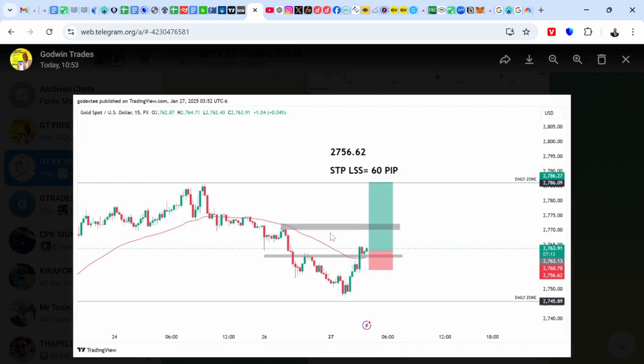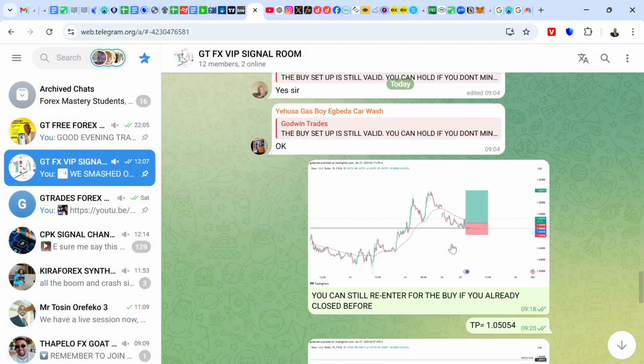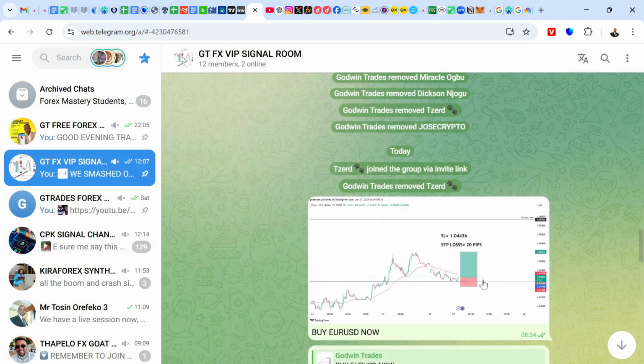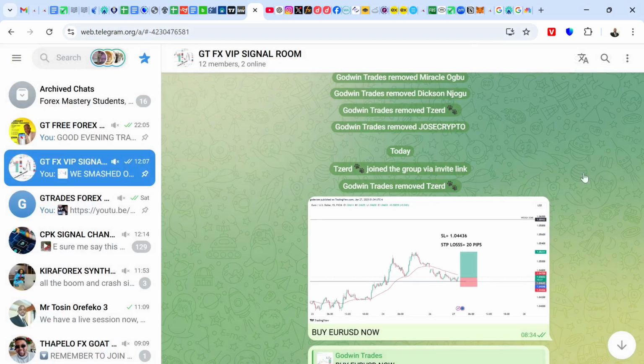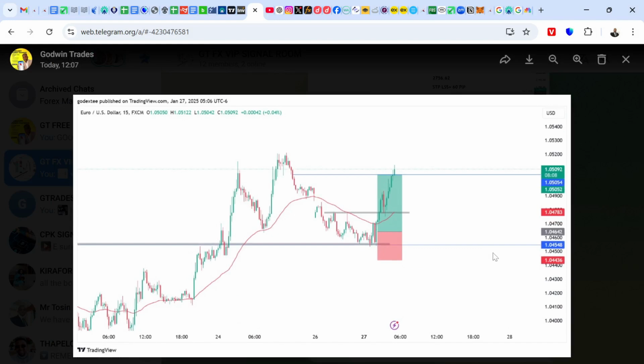You can see this is the before. I told them to, right? This is gold, the gold trade I just showed you. But this is the Euro USD. I told them to buy Euro USD. You can see, I told them to buy Euro USD. This is the trade, right? This is the before, and now this is the after. We just smashed TP on Euro USD. You can see, very smooth.